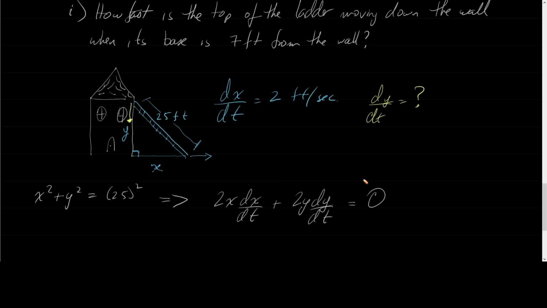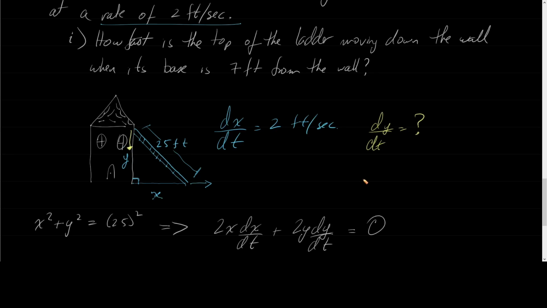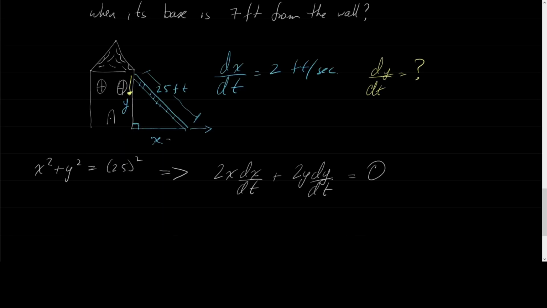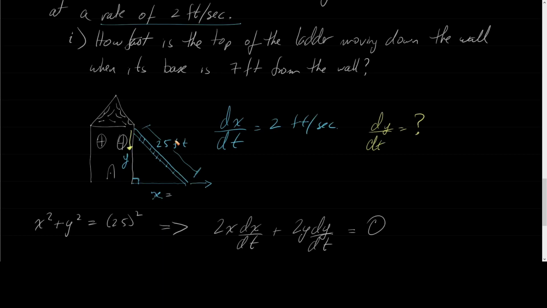Now, at that point, let's see what else we need to know. It says, how fast is the ladder moving down the wall when its base is 7 feet from the wall, right? So we know the value of x. The value of x is 7, at least at the specific time that we care about. And this side over here is 25.